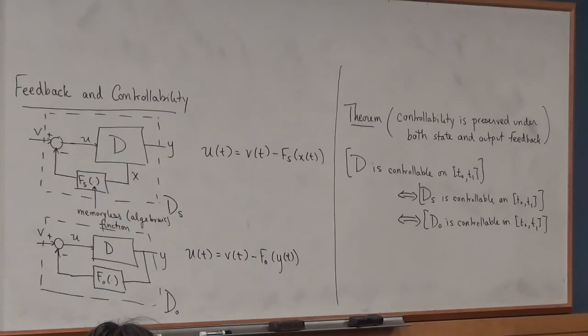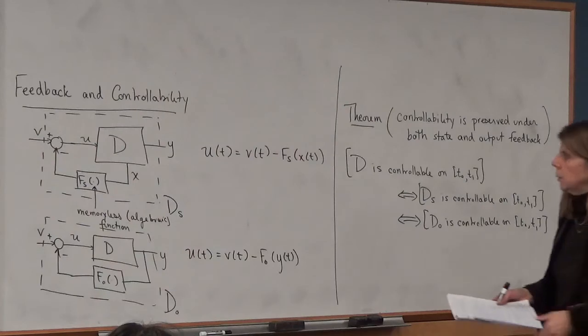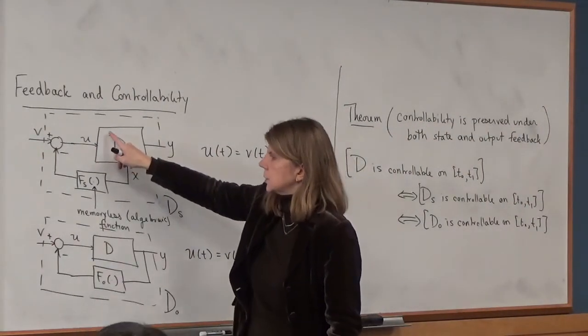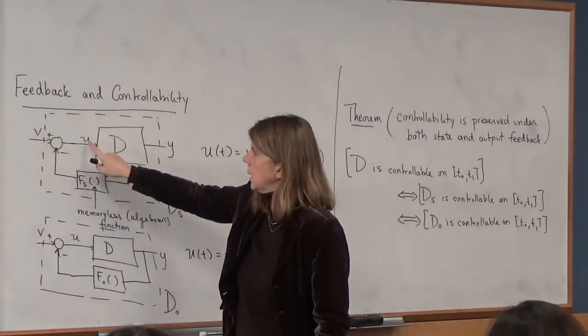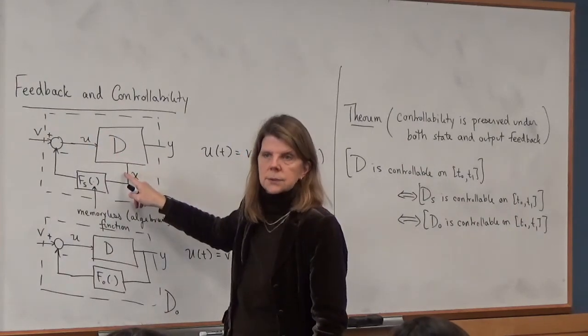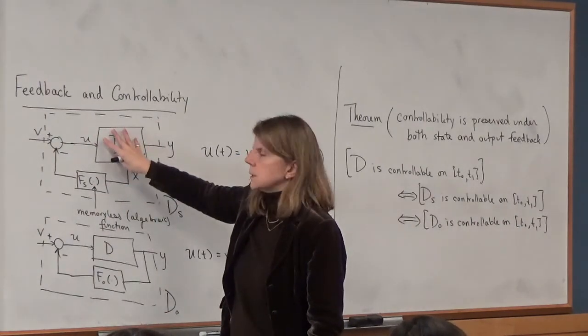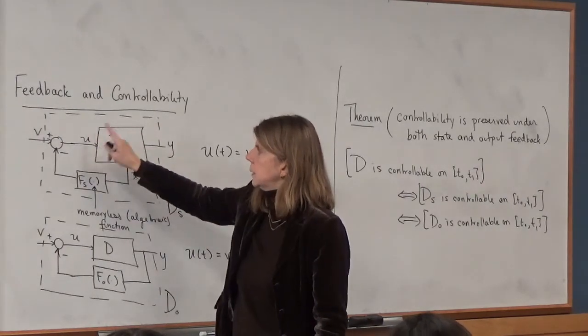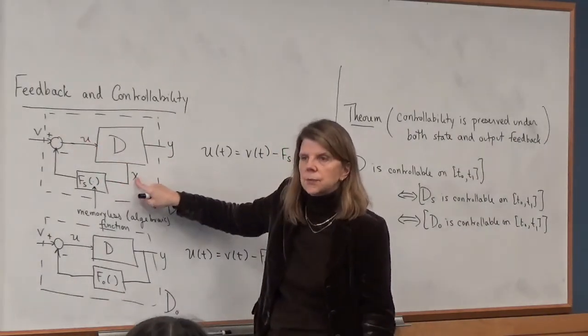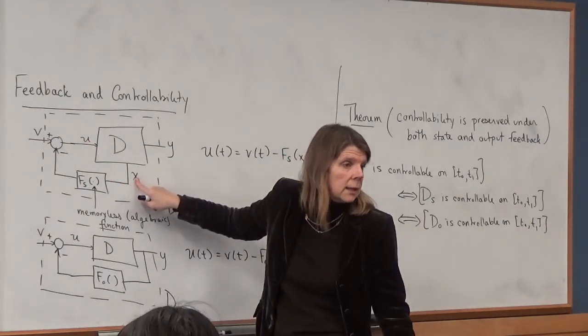Now this theorem is fairly straightforward to prove. Let's look at the intuition as to why it's true, and then you'll be able to see why the proofs work. So what does it mean to be controllable? For D to be controllable, it means that for any initial state, final state pair, there exists an input which will take you from that initial state to that final state. So if you know that D is controllable, I know that there exists an input which will take me to the final state I want to get to from any initial state.